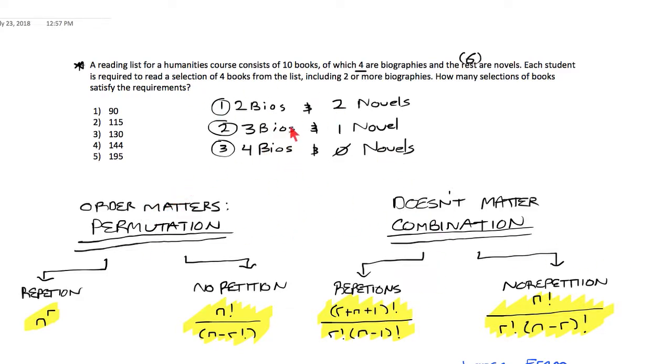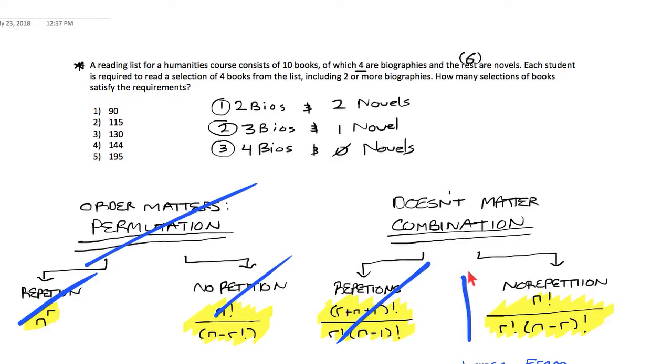Does the order in which we read a book matter within the context of the problem? Probably not. It just said we're going to read a selection of 4 books. It didn't say anything about what order we're working with, so I'm not going to use any of the permutation options. So this is a combination. The next question we have to ask is whether repetition is allowed. Can we read the same book twice? I wouldn't think so. That wouldn't be a very good class. So this is a combination, but there's no repetition allowed.